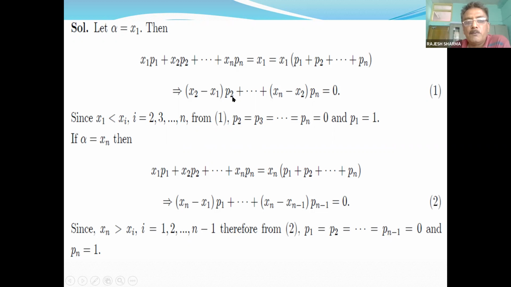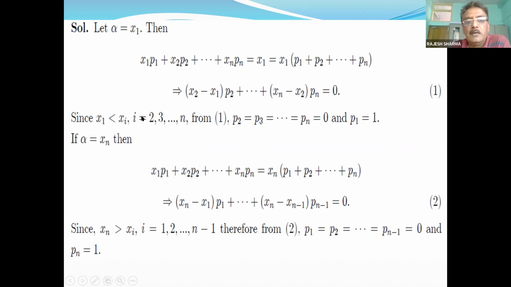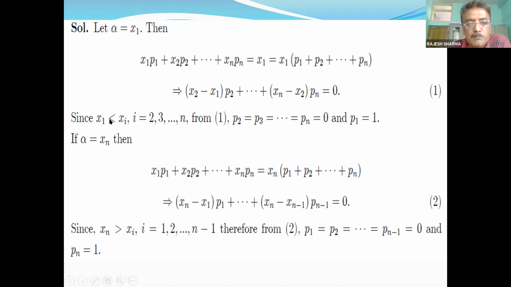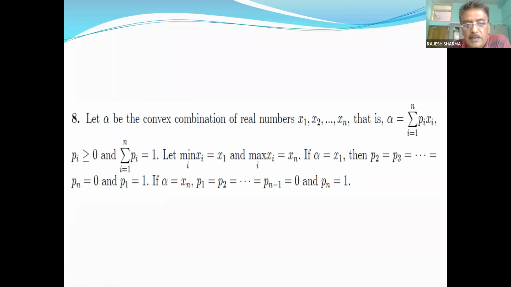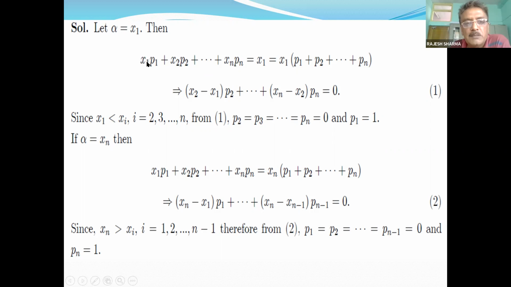So (x2 minus x1) p2 plus so on up to (xn minus x1) pn. Is x1 less than xi for i equal to 2 onwards? It might be possible that x1 is equal to x2 as well, because we are not taking distinct real numbers. Here we are taking x1 as the minimum. Also note that if they are not equal, then instead of this we consider a different expression, x1 plus x2, then p1 plus p2 and up to pn minus 1.